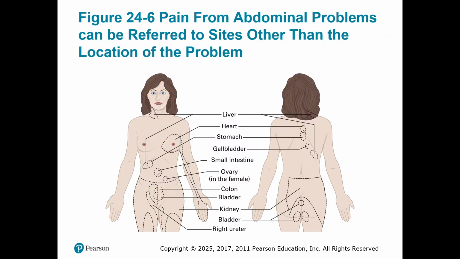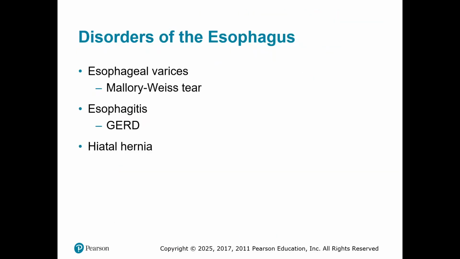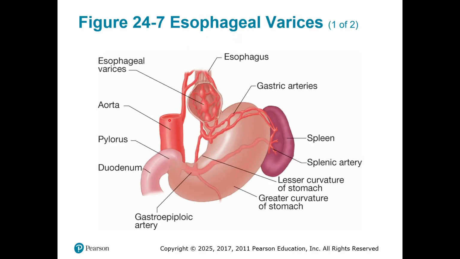I'm trying to see if there are any really good examples other than the ones I've already given. Esophageal varices, also Mallory-Weiss tear, esophagitis, we call GERD, and hiatal hernia. And let's look at esophageal varices for a second.